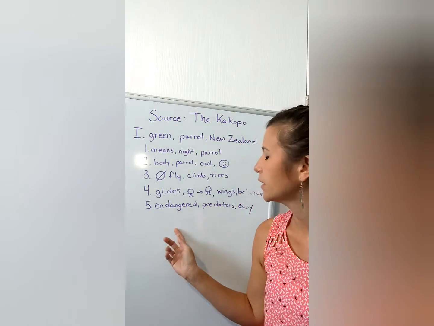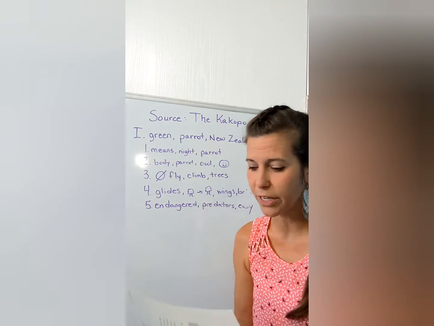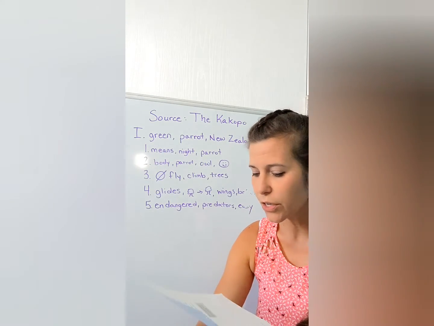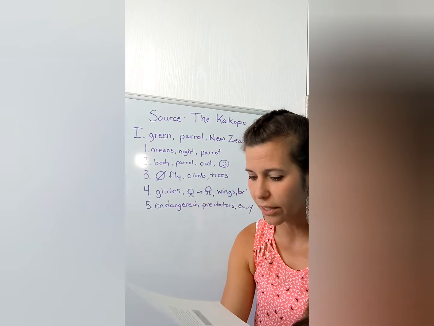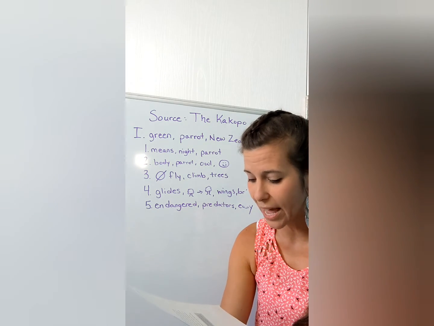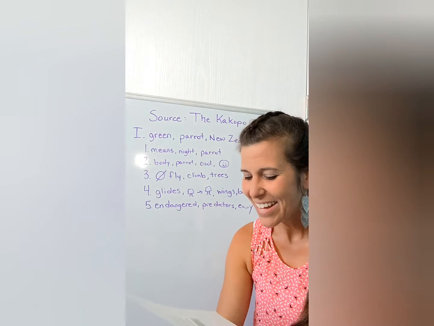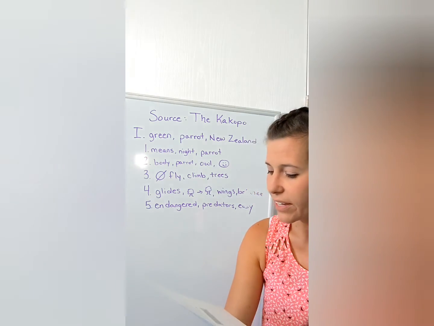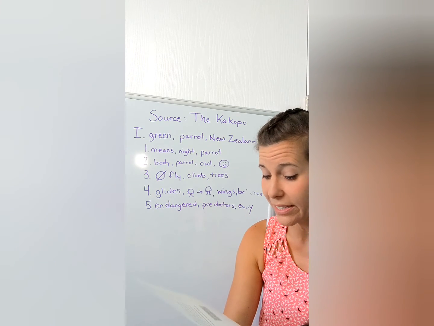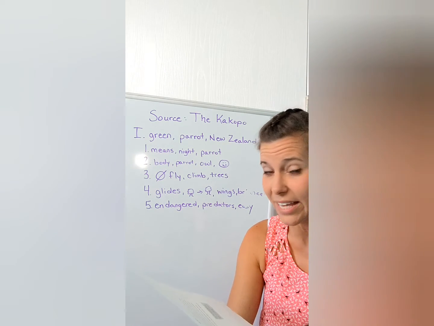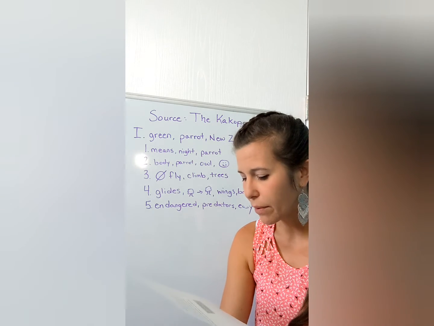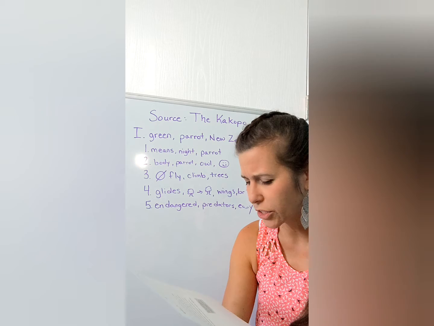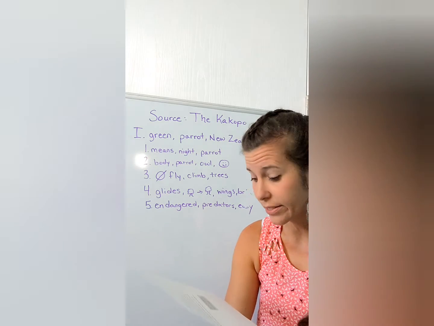So I'm just going to read through the example from the student resource notebook of the final draft for the KK-PO. So the student titled it Tree Hopping Weirdo. And so it says the KK-PO is a green parrot that lives in New Zealand. The name KK-PO means night parrot because of its flightless escapades. The KK-PO has the body of a parrot and the face of an owl, which makes it a rather peculiar creature and maybe a little frightening to come across at night.